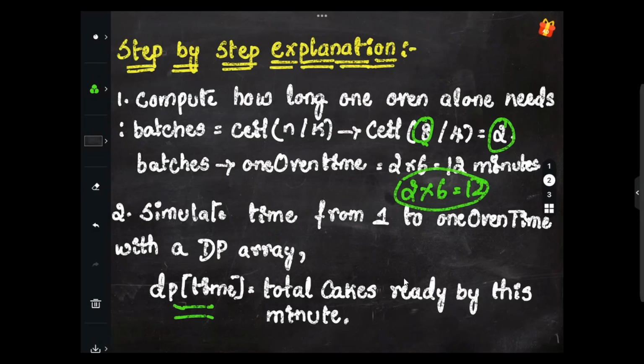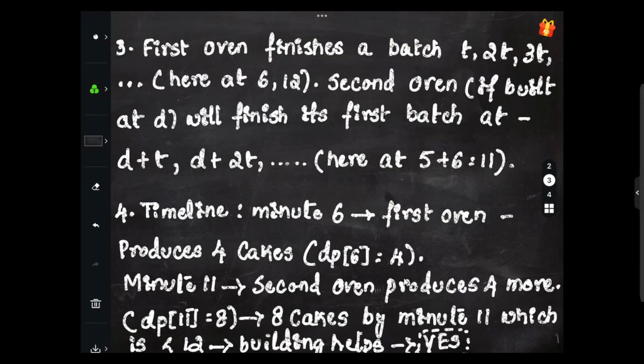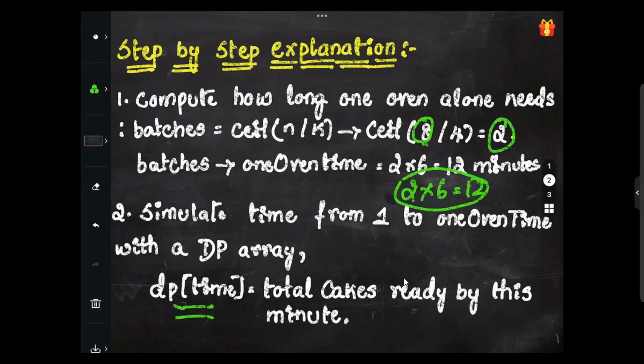For that, as I have said, we'll be making use of dynamic programming, so we will be going with a DP of time that is equivalent to the total cakes ready by this particular minute, right? So let's move on with the next step. The first oven finishes a batch at T, 2T, 3T. Here this is 6 and 12.